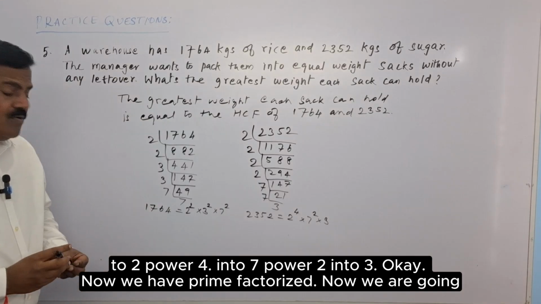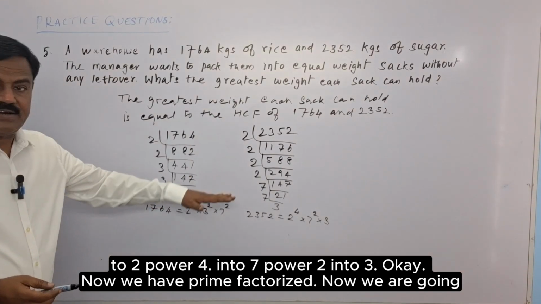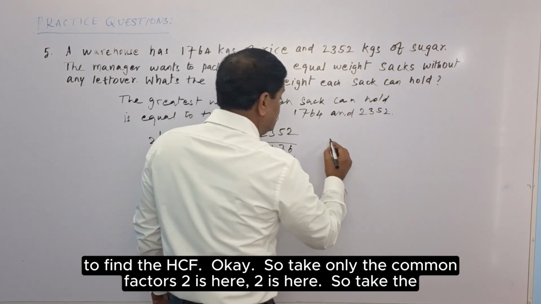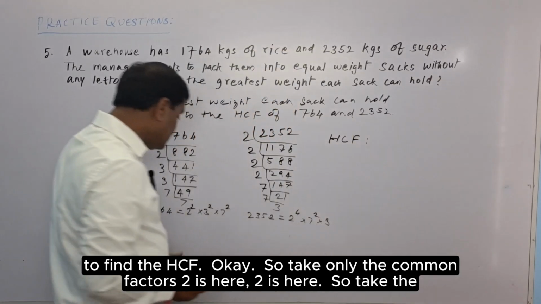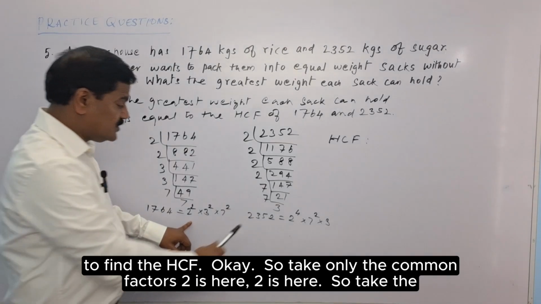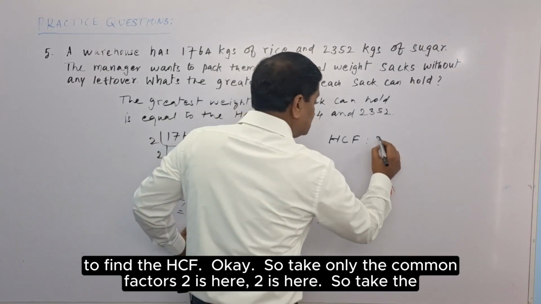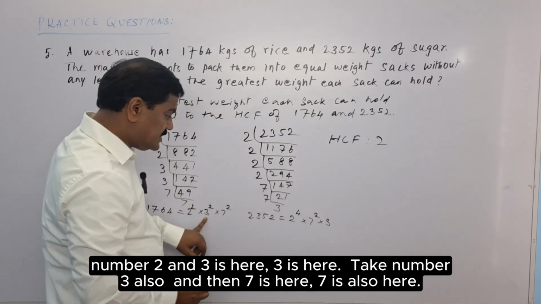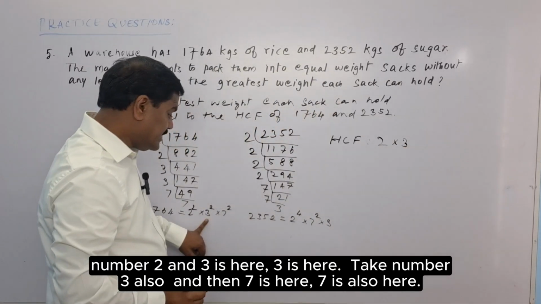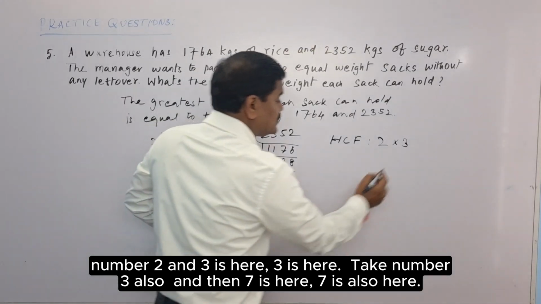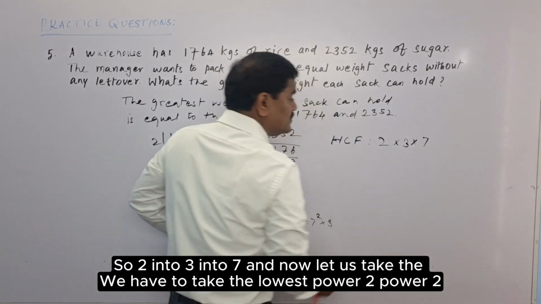Now we have prime factorized, and we are going to find the HCF. Take only the common factors. 2 is here, 2 is here, so take the number 2. 3 is here, 3 is here, take 3 also. Then 7 is here, 7 is also here. So 2 into 3 into 7.